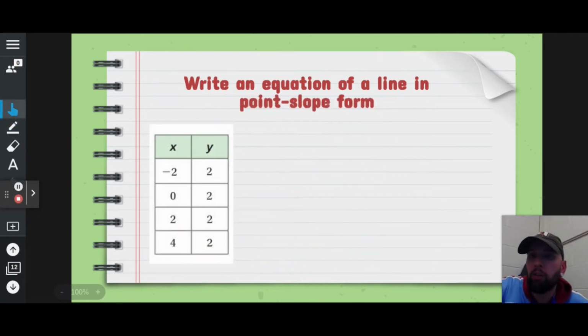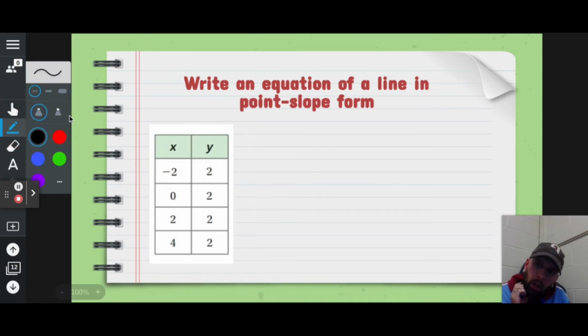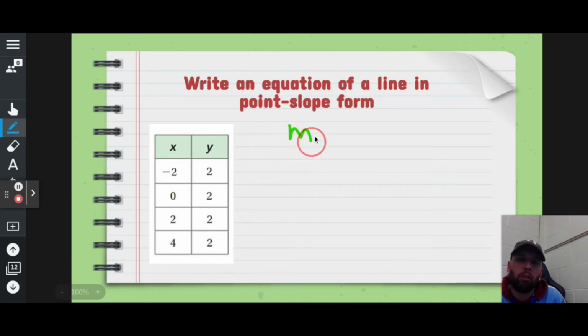All right, another location change. Write an equation of a line in point slope form using that table right there. I think the best way to handle this is we could use slope formula, but if you're given a table, keep in mind that slope, generally speaking, is the rise over run. In other words, the change in the y's over the change in the x's, right?